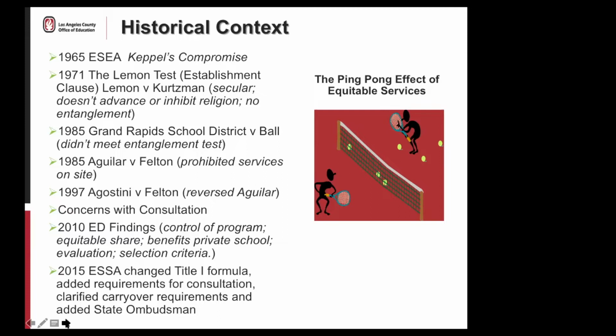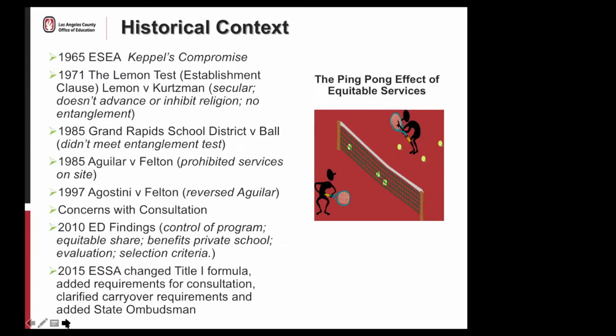So then in the same year, we have one of the big cases that, if you know the history of equitable services, you would know: Aguilar versus Felton and Agostini versus Felton. These are two key cases that sort of reversed each other. Aguilar versus Felton prohibited services on site of private schools. So teachers and staff were not allowed to go on the private school site. And that was huge for districts.